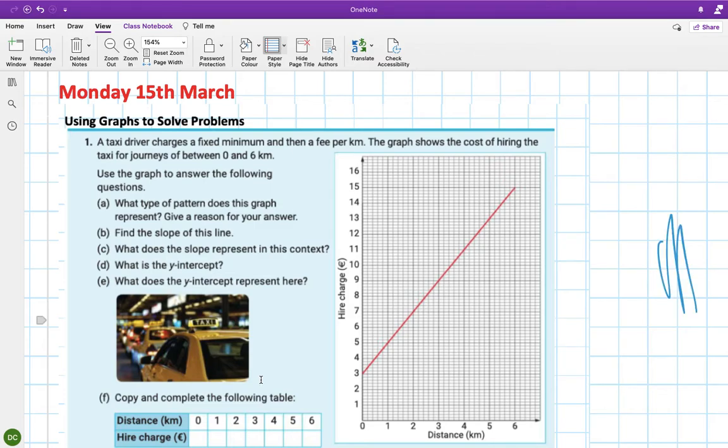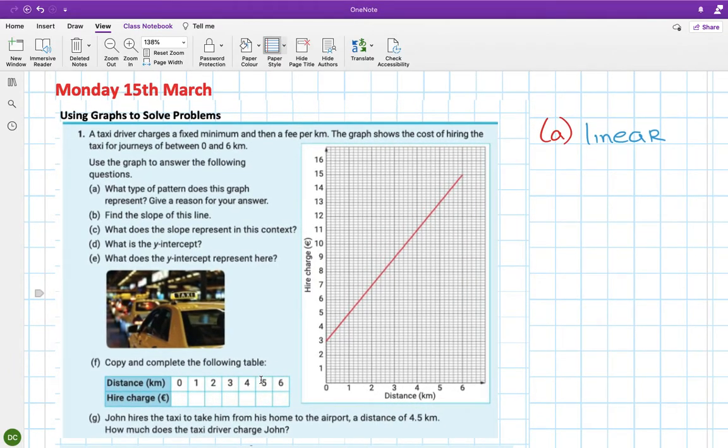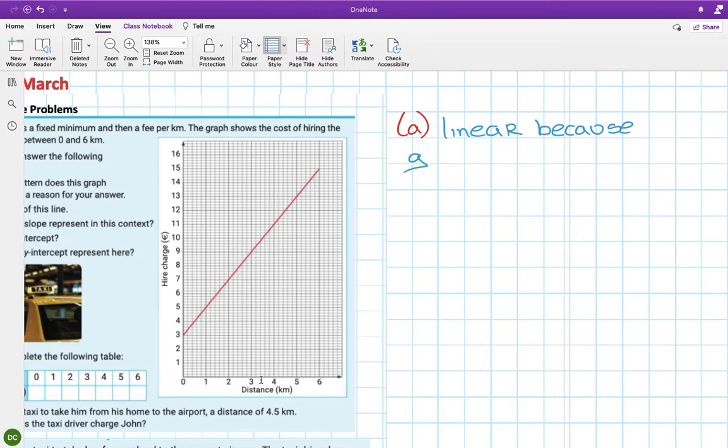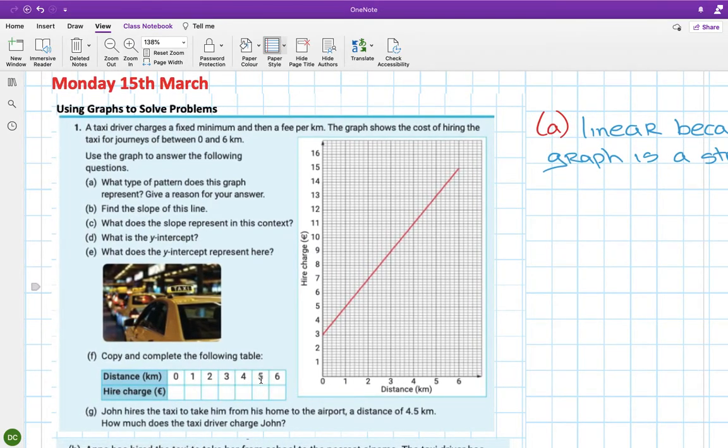Okay, working again. So what type of pattern does this graph represent? We've learned 4 types of patterns. We have learned linear, quadratic, cubic, and exponential. This one is a linear pattern. How do we know? We know because the graph is a straight line. So what type of pattern does this graph represent, and give a reason for your answer. It is a linear pattern, and the reason we know it's a linear pattern is because the graph is a straight line.